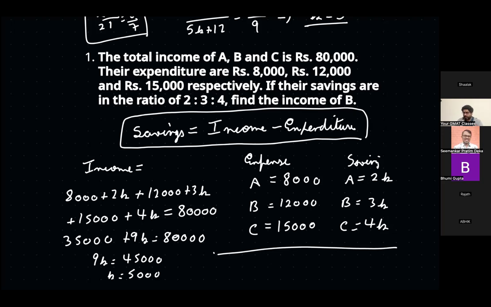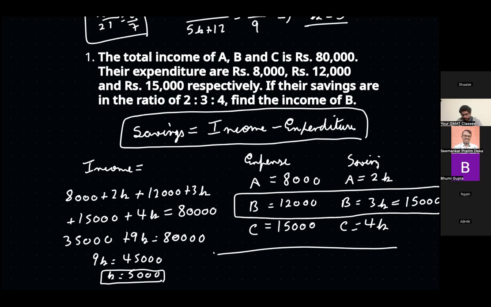So if K is 5,000, the saving of B will be 15,000. So total income of B would be 12,000 + 15,000. That is 27,000. Is this clear to everyone, class?